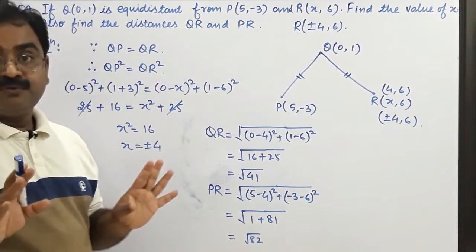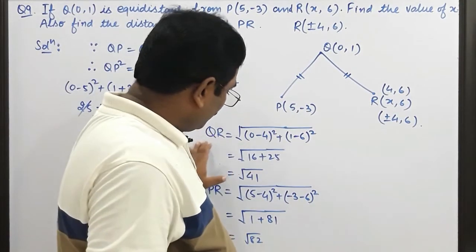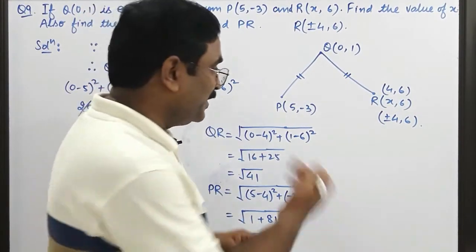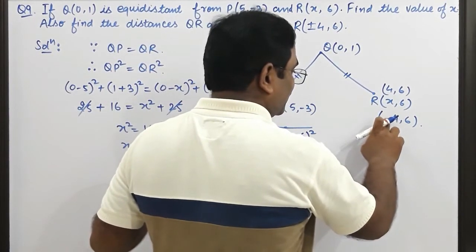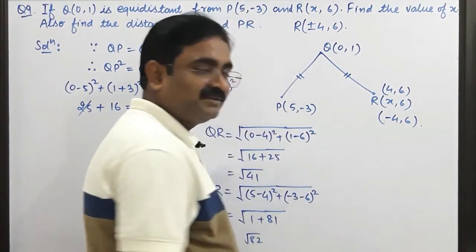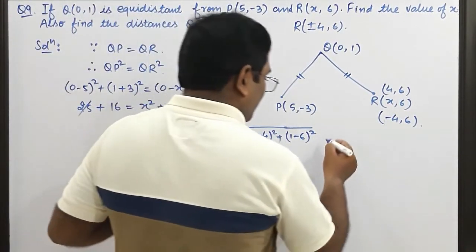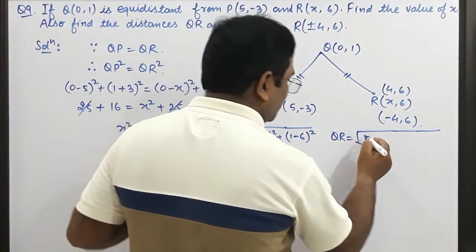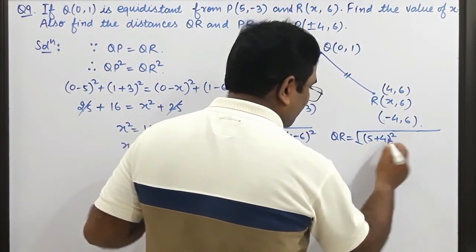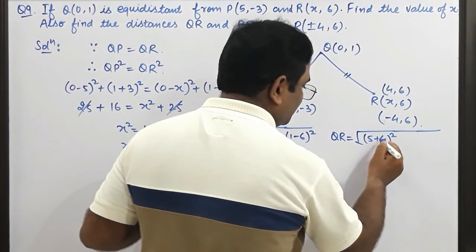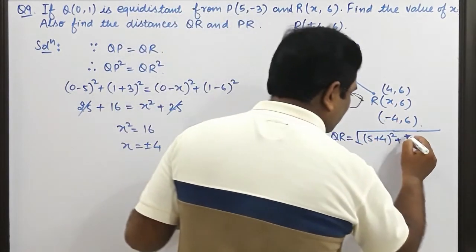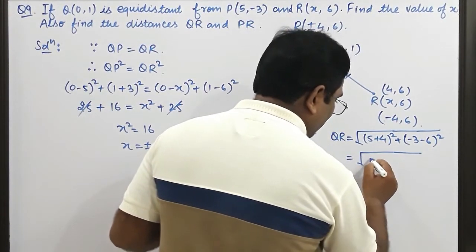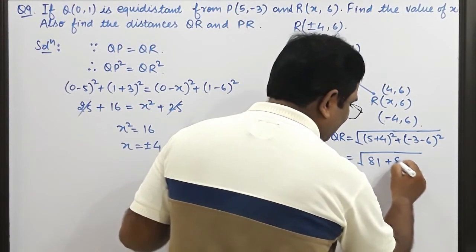Okay. So one thing more, it is the value of QR and PR if the value of x is plus 4. अभी हम x की वैल्यू माइनस 4 भी लेते हैं तो देखते हैं क्या होता है. Now we have taken the value of x as minus 4. So let us see what will happen. Then find the value of PR, under root x1 minus x2 means 5 plus 4 whole square. Plus क्यों हुआ? Because minus minus plus, and minus 3 minus 6 whole square. So it is 9 square is 81 plus 9 square is 81.